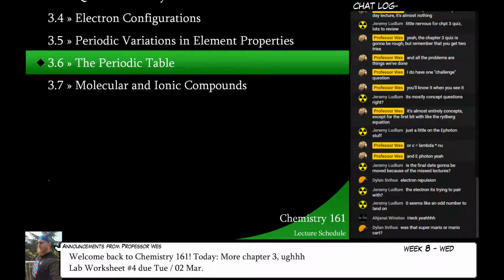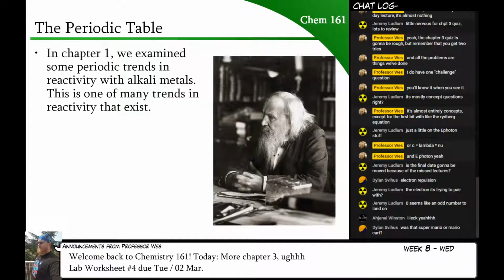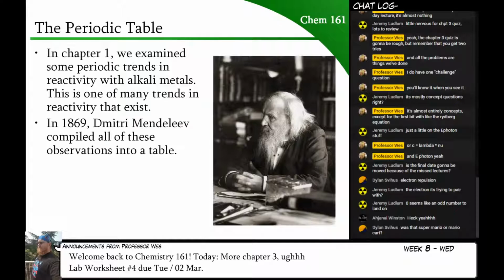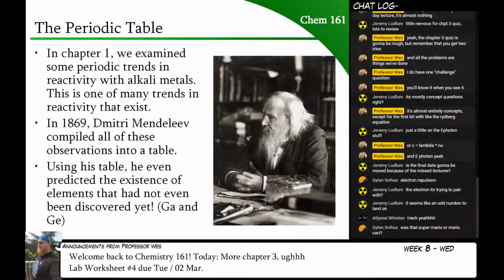All right. You know what we should do? We should do easy stuff. Let's talk about the periodic table. Remember this guy? This is Dimitri Mendeleev. So, Dimitri Mendeleev noticed a lot of these periodic properties and decided, you know what I'm going to do? I'm going to put them all on a table and arrange them such that everything lines up to match observed properties.